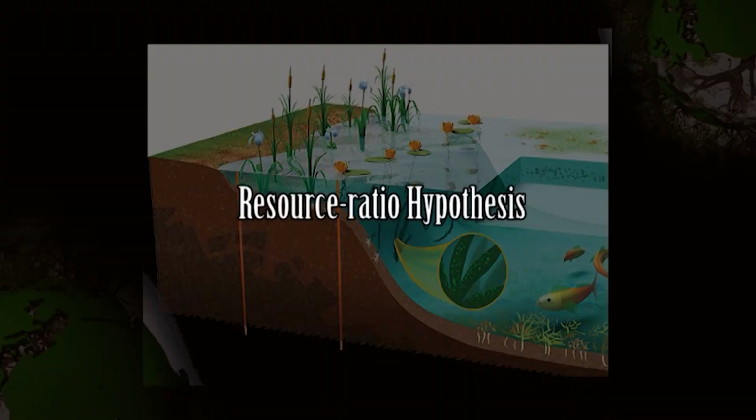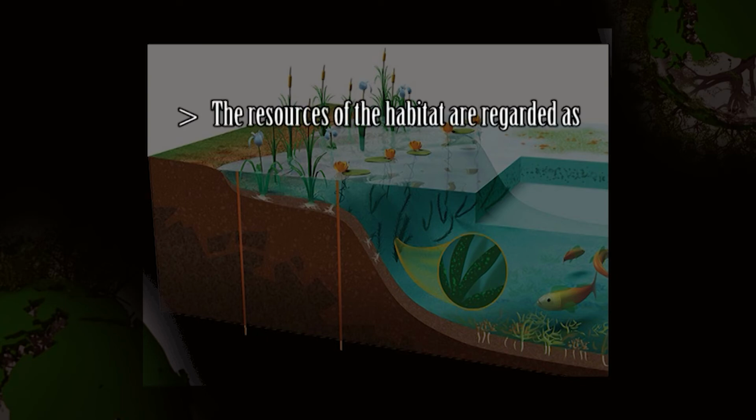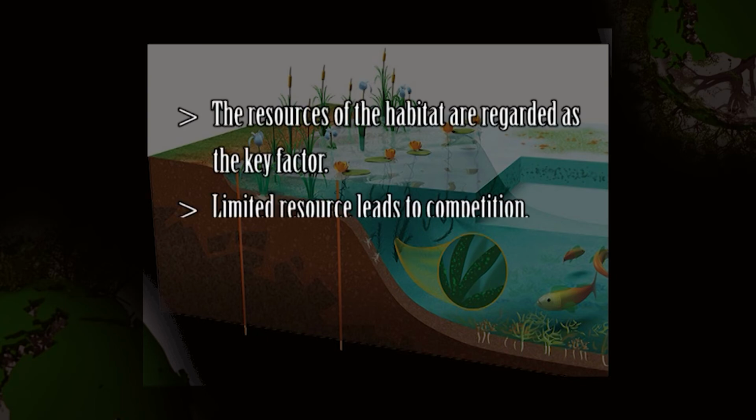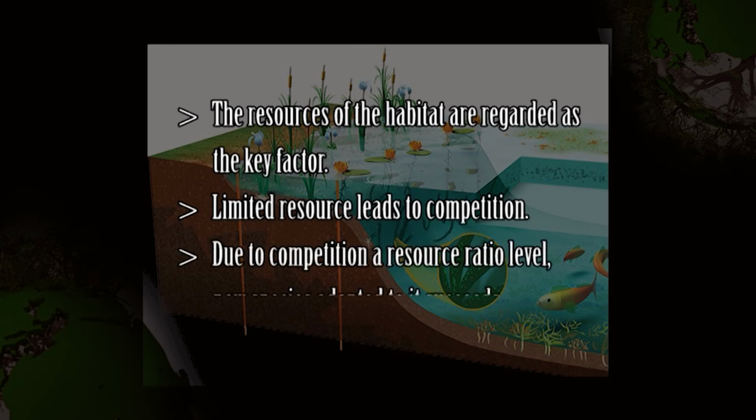This model was proposed by Tilman in 1985, who agreed with Clements' idea of replacement of communities. According to him, the resources of the habitat are regarded as the key factor. Limited resource leads to competition. Due to competition at resource ratio level, new species adapted to it succeed. In conclusion, succession is directional and progresses towards the climax.